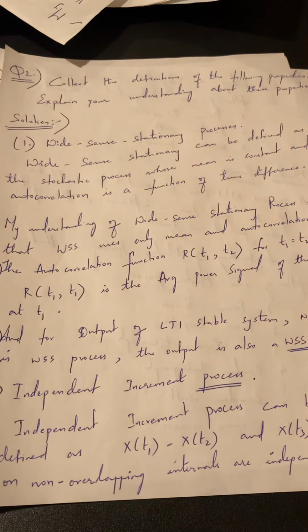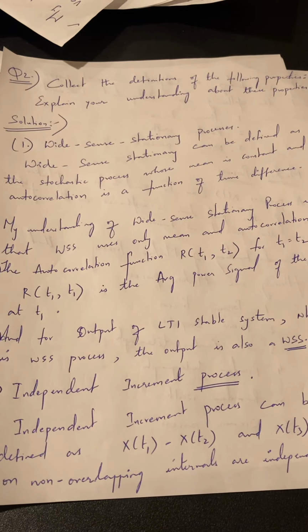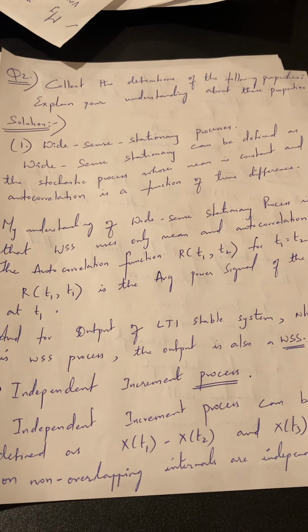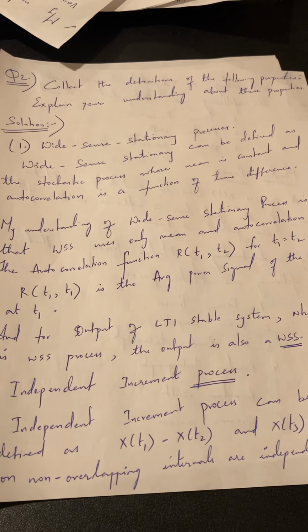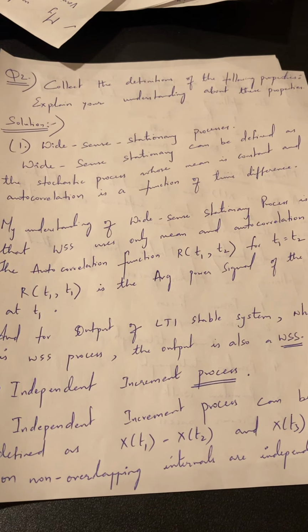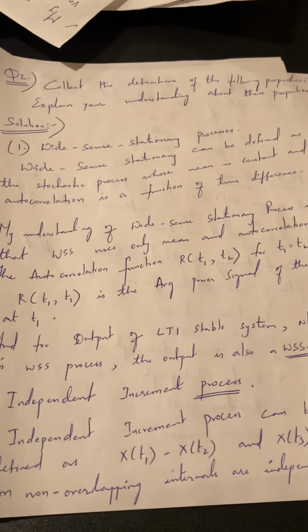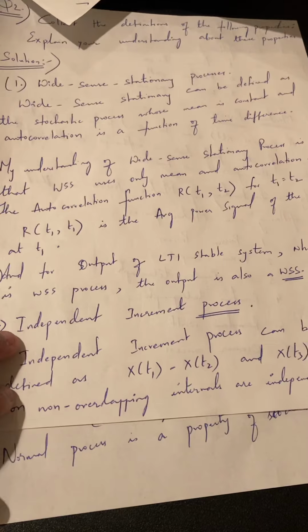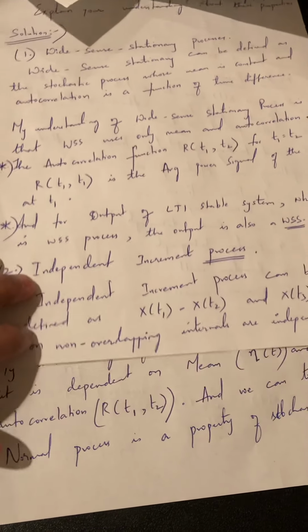So by wide sense stationary process, we basically define a stochastic process where the mean is constant and the autocorrelation is a function of the time difference only. Okay, so this is what I've understood from wide sense stationary.